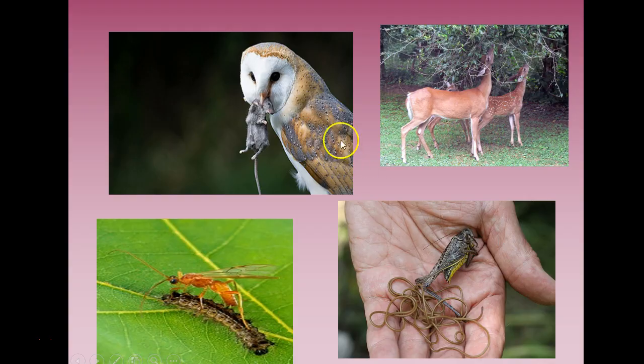So we see here the owl eating the rat is a true predator-prey relationship. The deer consuming the leaves off the trees are herbivores eating their producers. Here we see worms coming out of this insect as a parasite. And here we see a parasitoid wasp. The only difference between a parasitoid and a parasite is that a parasitoid doesn't feed on the host. What it does is usually just use the host organism as a way to develop its young.